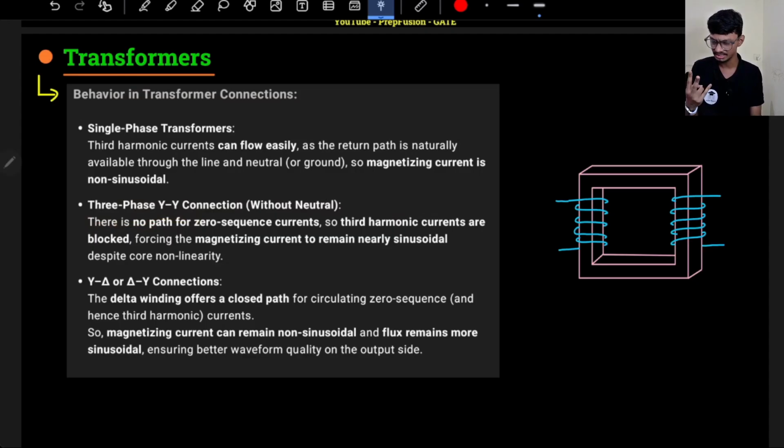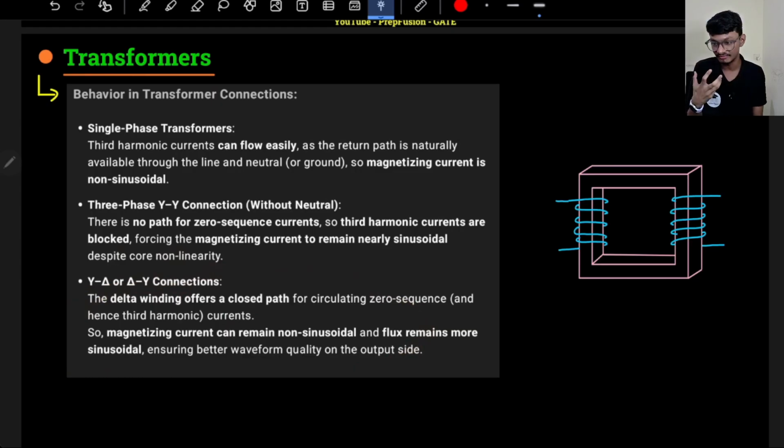In a three phase star star connection without any neutral, there will be no path for the zero sequence current. How? I will show you, don't worry. And for star delta and delta star, the delta windings offer a closed path for the circulating current, but there is no zero sequence current on the lines. So in the lines there will not be any current, only in the phases there will be current. I will prove all these things to you.